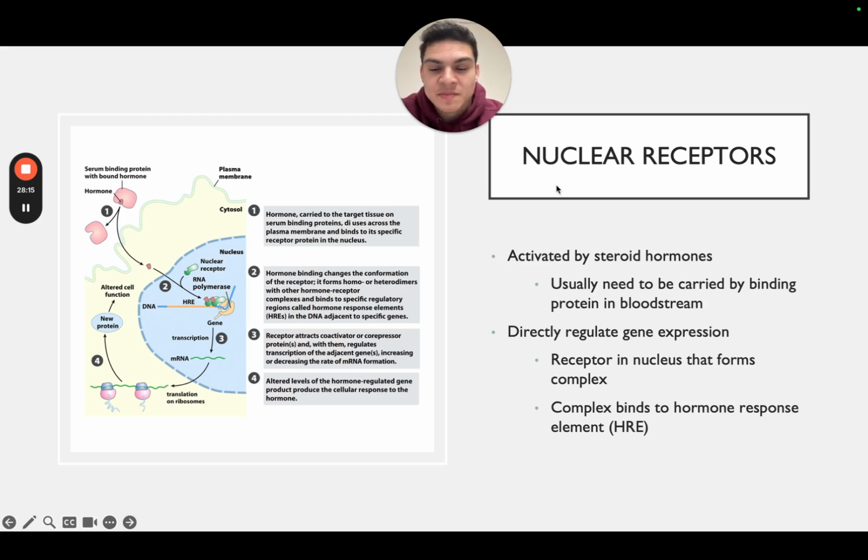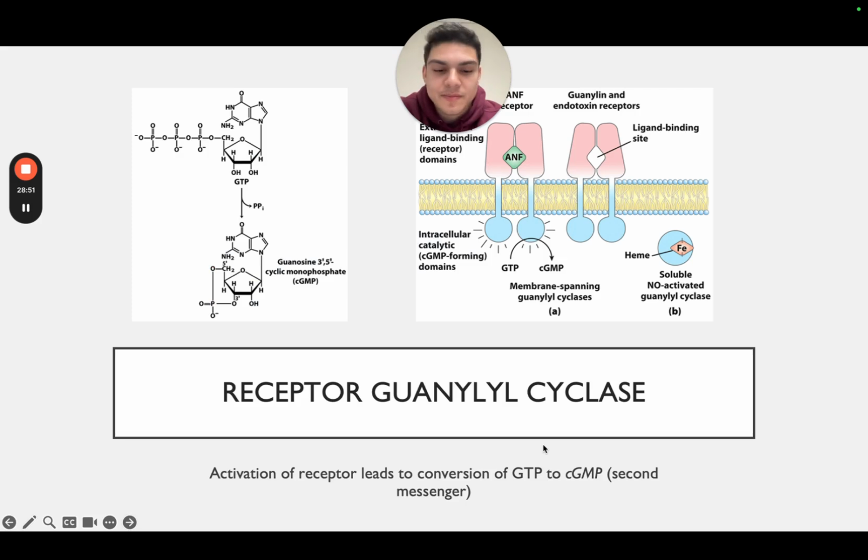And then nuclear receptors. So these are activated obviously by steroid hormones. We usually went through this. The steroid hormones themselves usually need to be carried by binding proteins in the bloodstream. They can't just freely travel, just like with fatty acids, with TAGs, with chylomicrons. You need chylomicrons to grab onto the TAGs. And then with steroids, it's VLDL, LDL, HDL. And then these steroid hormones directly regulate gene expression. The receptor in the nucleus will form a complex with the steroid hormone and then bind onto the DNA itself. And the specific part of the DNA is called a hormone response element, HRE.